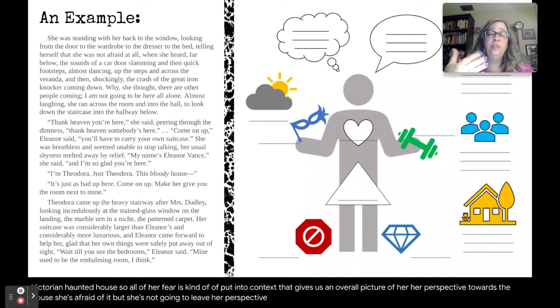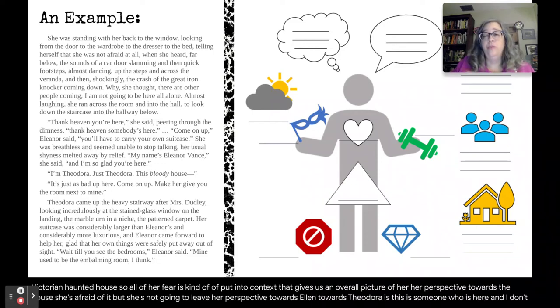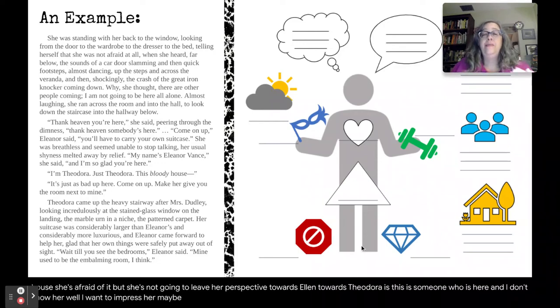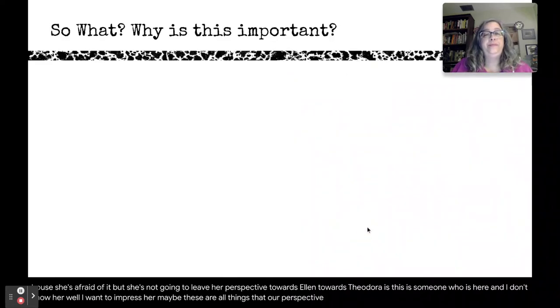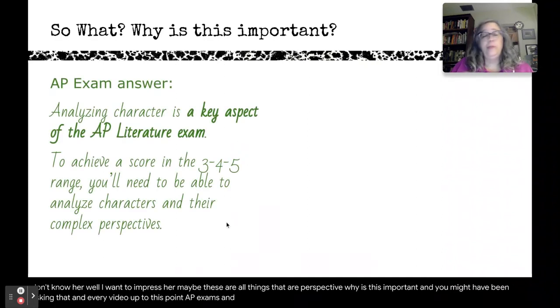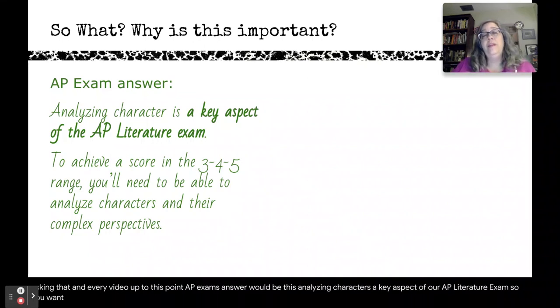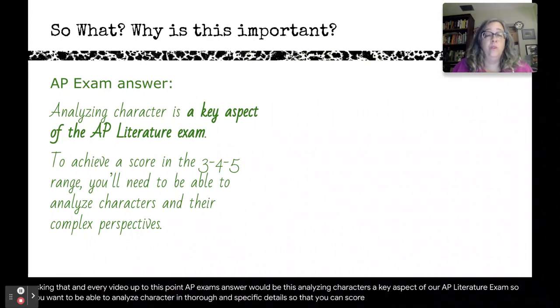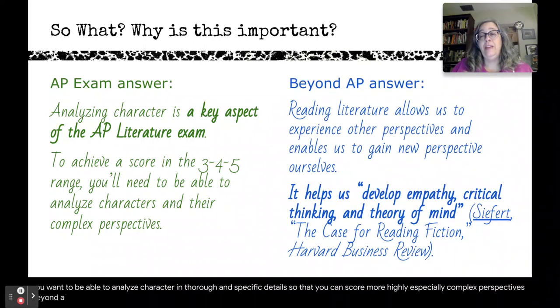Her perspective towards Theodora is, this is someone who is here and I don't know her well. I want to impress her, maybe. These are all things that are perspective. Why is this important? And you might have been asking that in every video up to this point. The AP exam answer would be this: analyzing character is a key aspect of our AP literature exam. So you want to be able to analyze character in thorough and specific detail so that you can score more highly, especially complex perspectives.